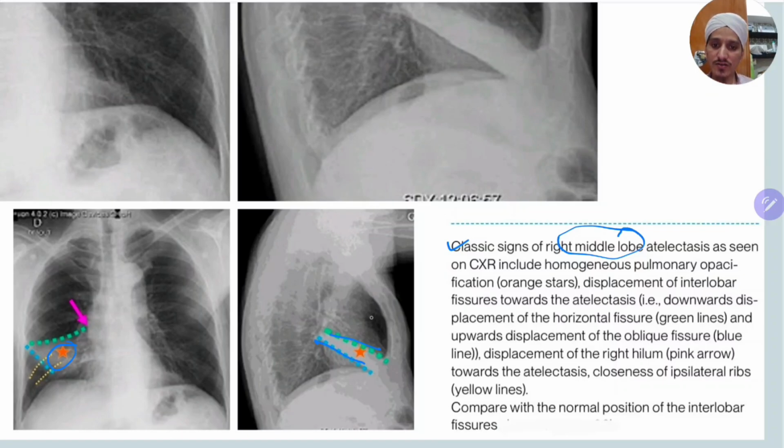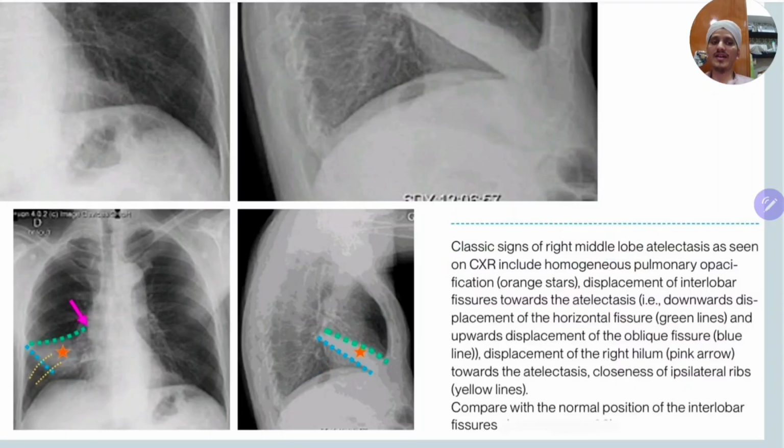So this is the oblique fissure. This is the horizontal fissure which is displaced towards the collapse. And upward displacement of the oblique fissure. This is the oblique fissure which is displaced upward, the blue line. Yes, displacement of right hilum towards atelectasis. Closeness of the ipsilateral ribs, yellow lines. So these ribs are closer. That means there is crowding.